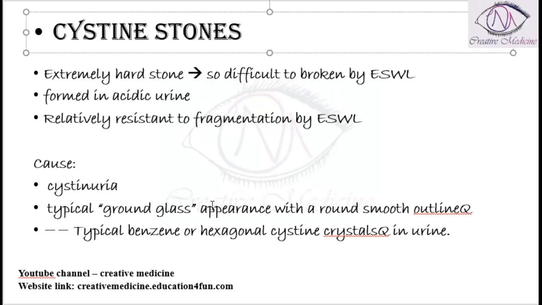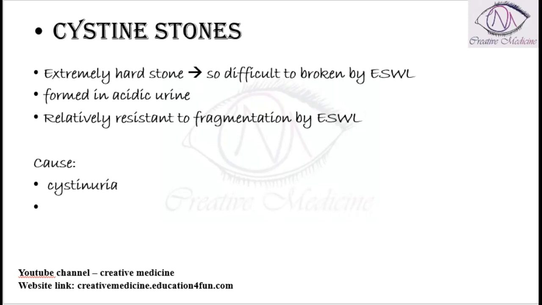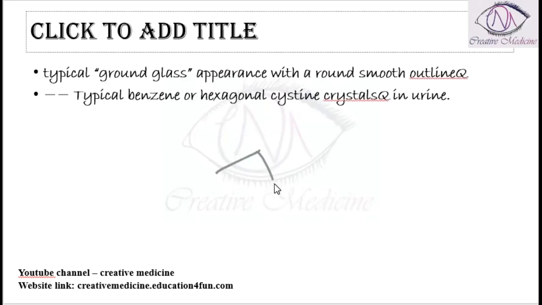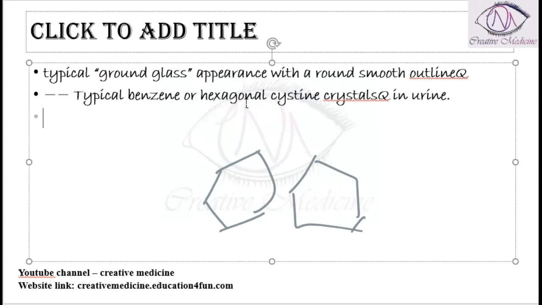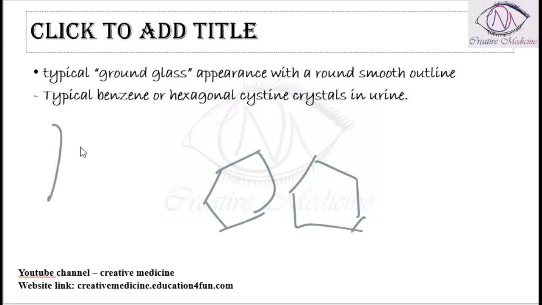Second, typical ground glass appearance. These cystine stones have a typical ground glass appearance. They are actually hexagonal stones which are seen. So these cystine stones have a typical ground glass appearance with a soft, round, smooth outline, and these are typically hexagonal in shape, and hexagonal crystals are formed in the urine. In the urine they form hexagonal crystals, but in the kidney they look like a smooth and round outline. Okay, so this is cystine stones.